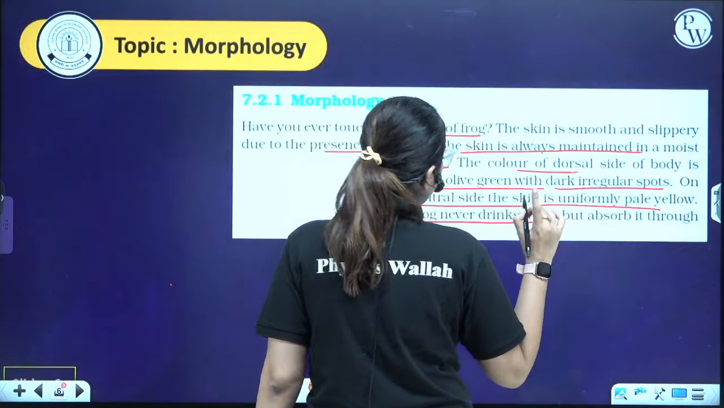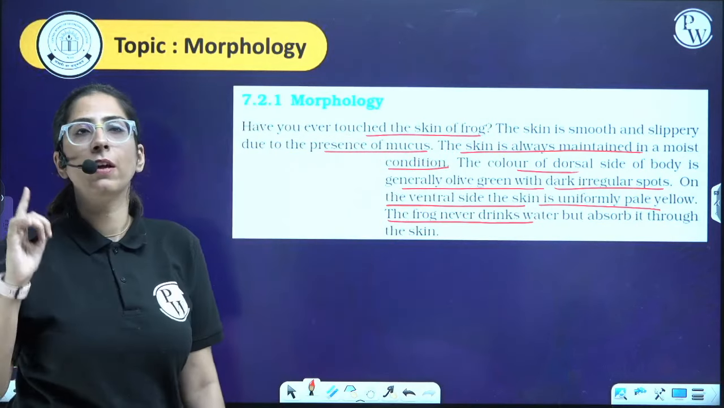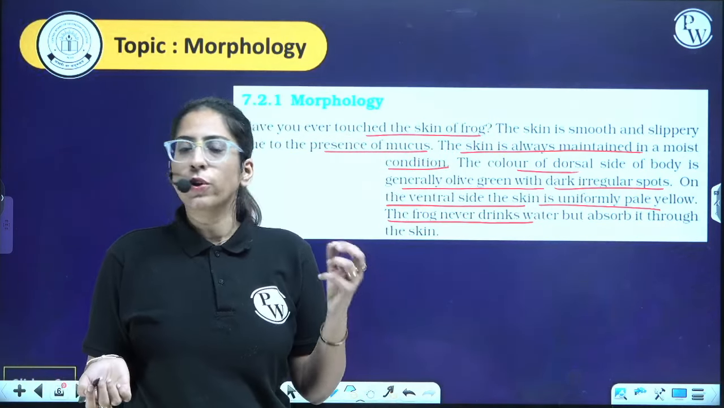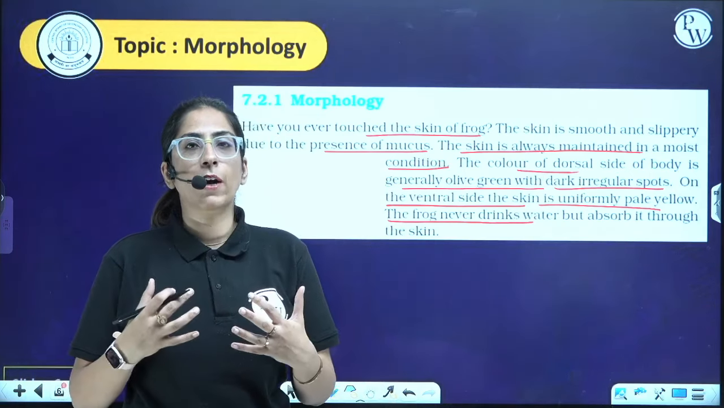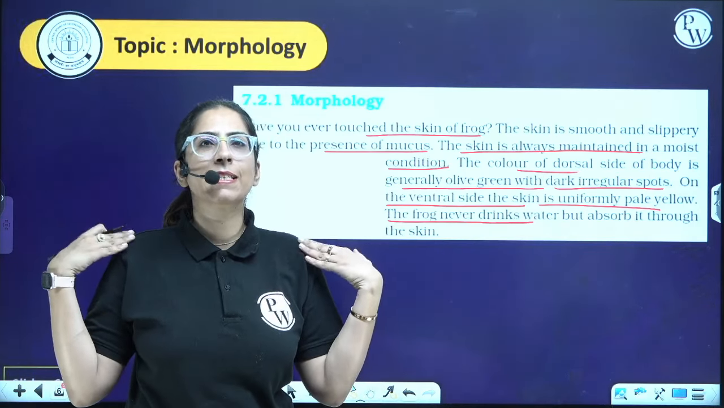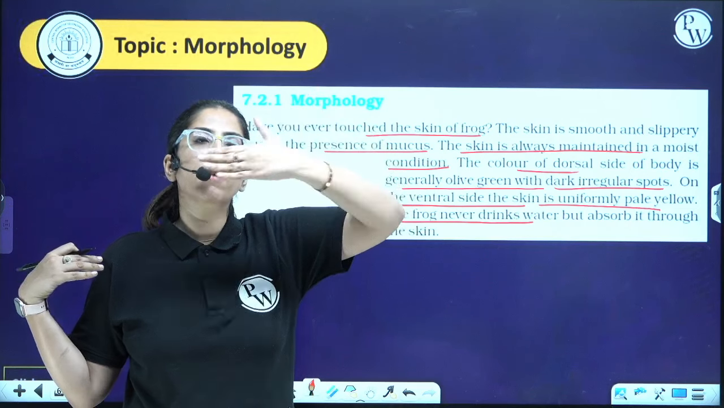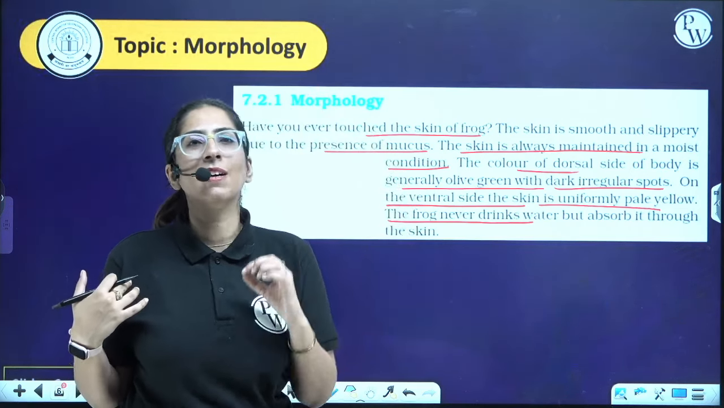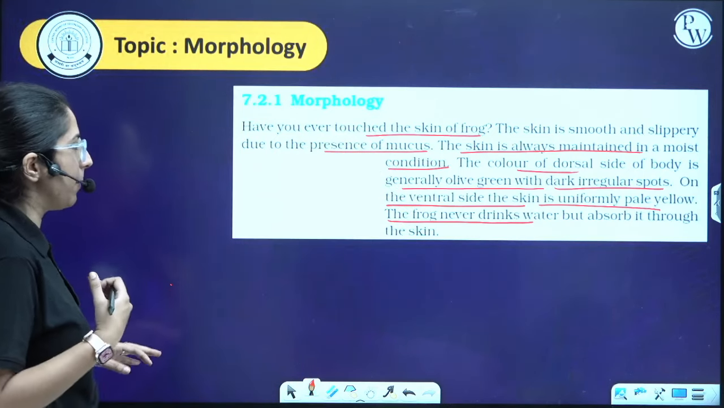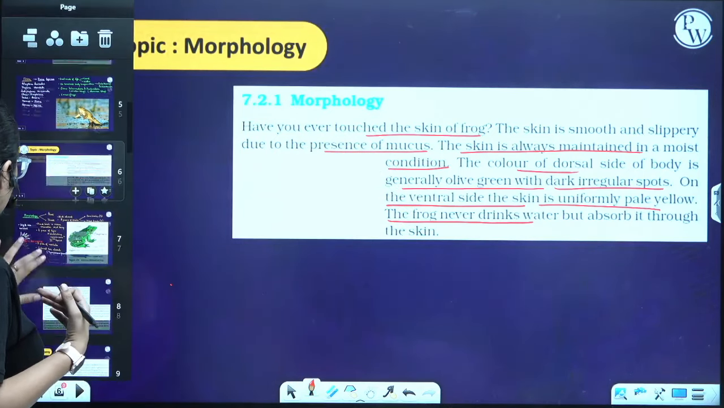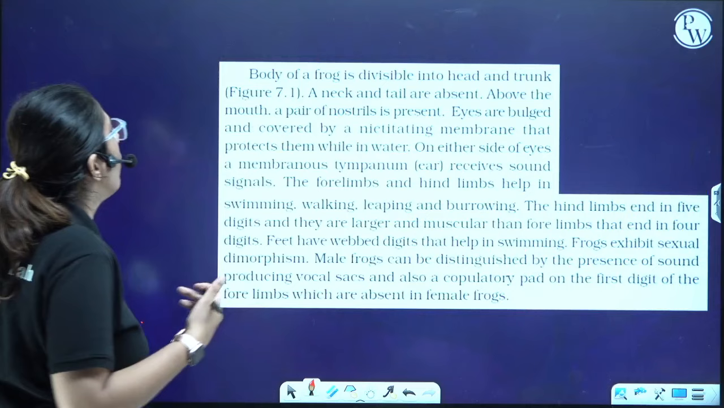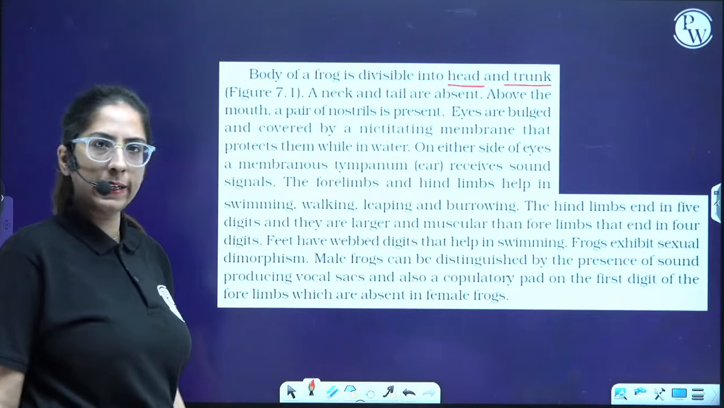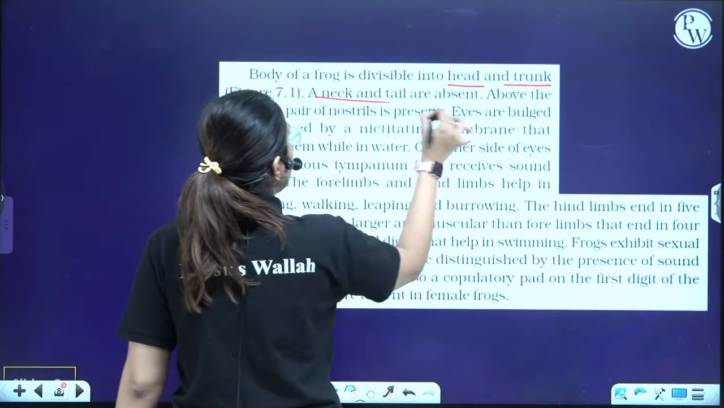The frog never drinks water. Please remember, a frog never drinks water. How do they take water? They also require water. They take water from the environment with the help of the skin. The water diffuses from outside into the body by the process of diffusion. Clear? Now, the body is divisible into head and trunk. Next, neck and tail are absent.